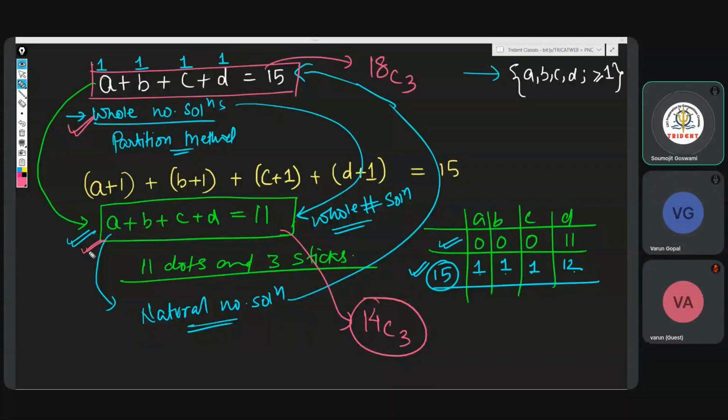In the case of whole numbers, the numbers would be large, and in the case of natural numbers, the numbers would be less. That's absolutely right, because you will have many more permutations with zeros in between. But now I have restricted myself that A, B, C and D have to be greater than or equal to 1.